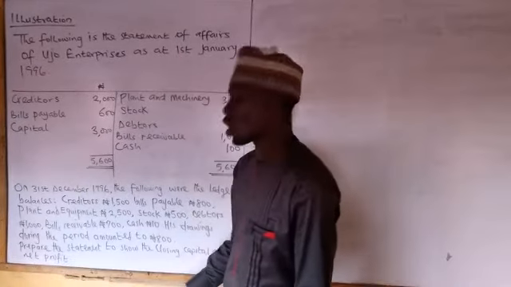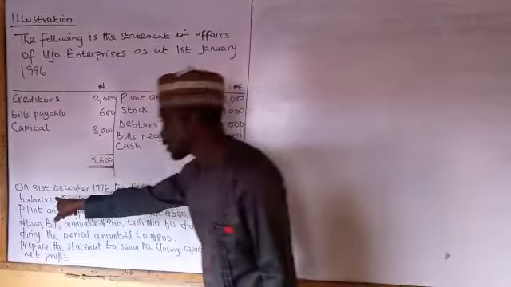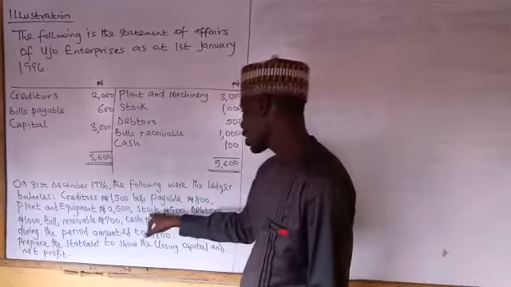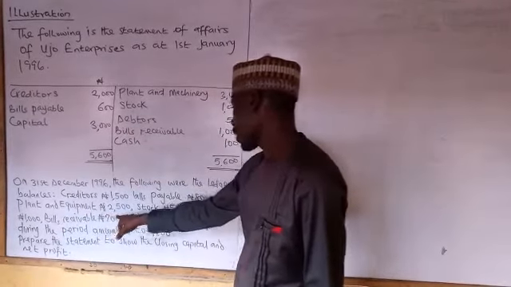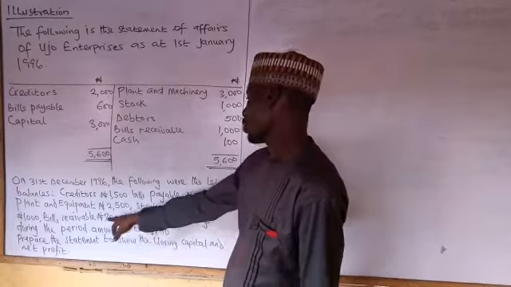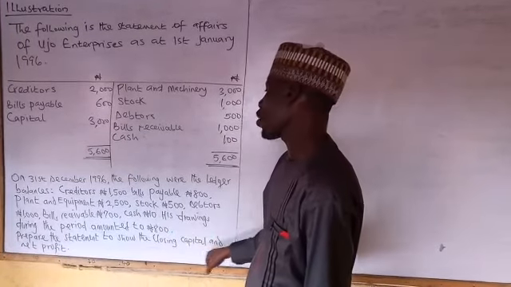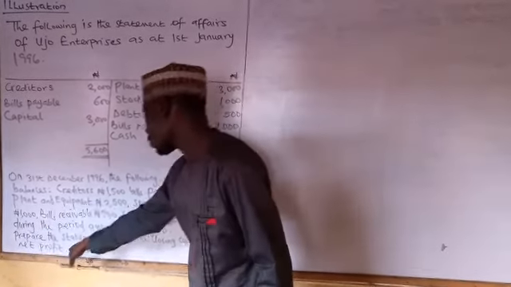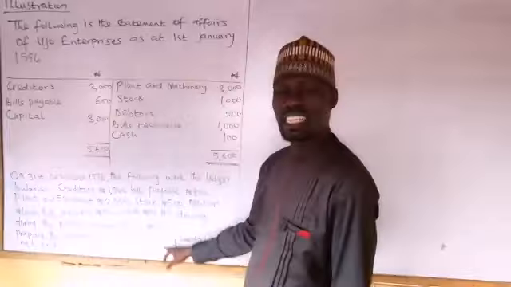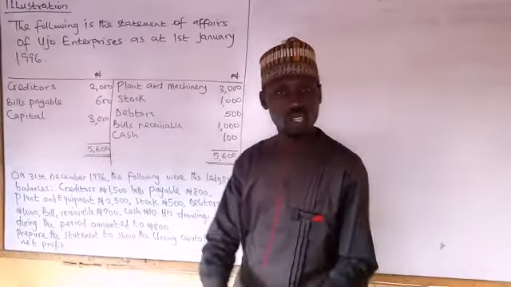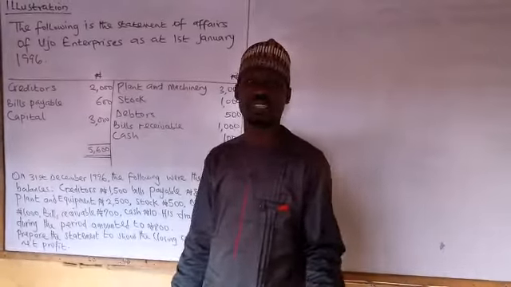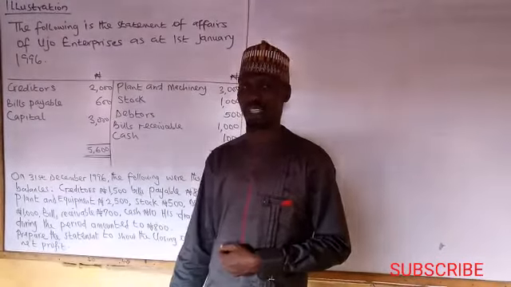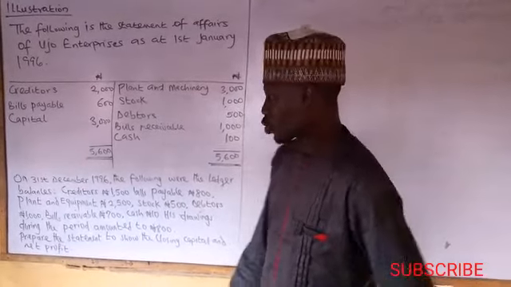Now, what are we requested to do? On 31st December 1996, the following were the ledger balances: creditors, bills payable, plant and equipment, stock, debtors, bills receivable, cash. The drawings made during the period by the owner of the business amount to 800. We are asked to prepare a statement of affairs that will disclose the closing capital, and this closing capital, in relation to the opening capital, will determine our profit. Are you clear with me? Yes. Now let us go ahead.